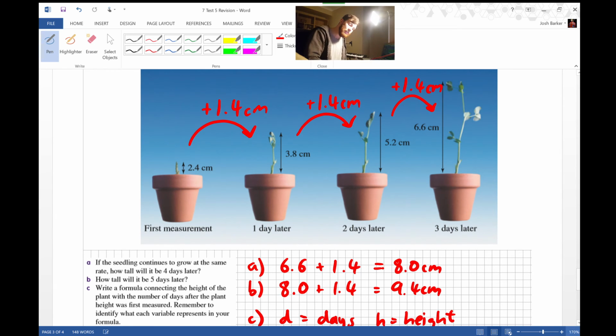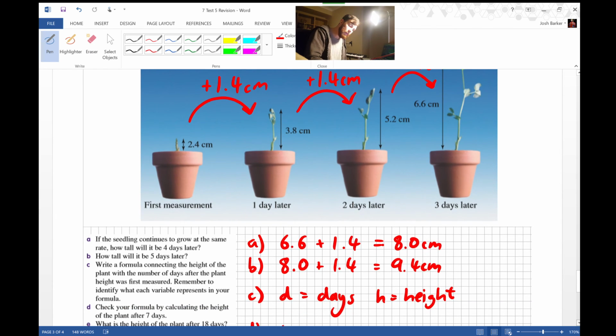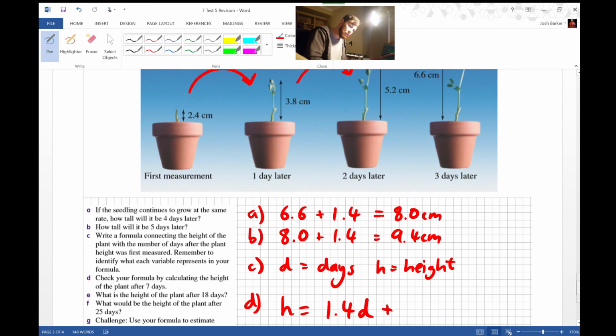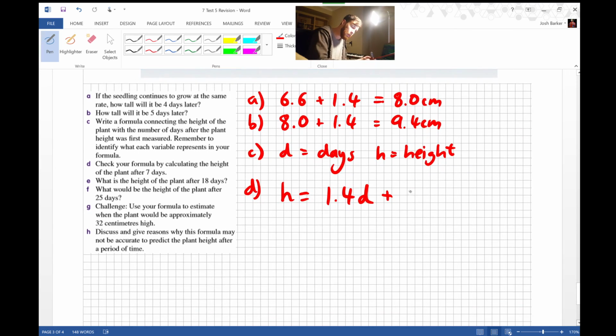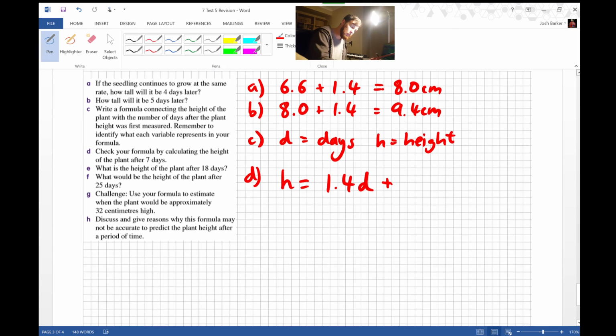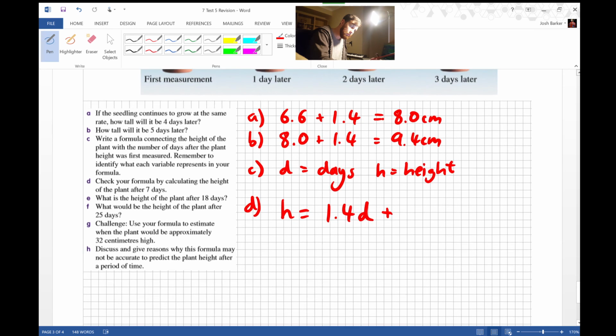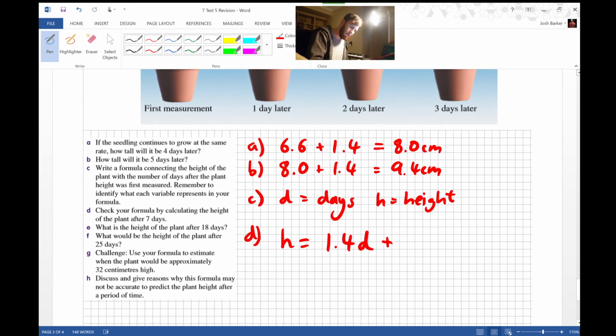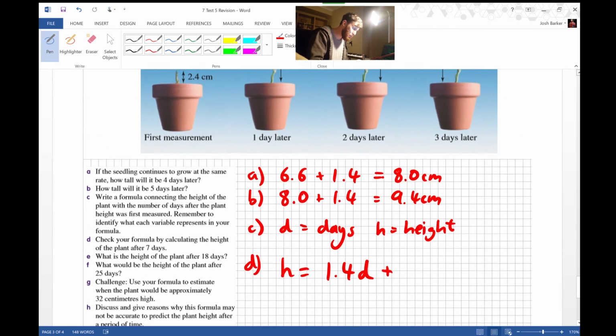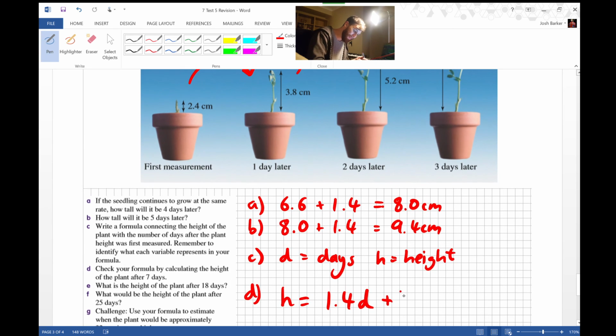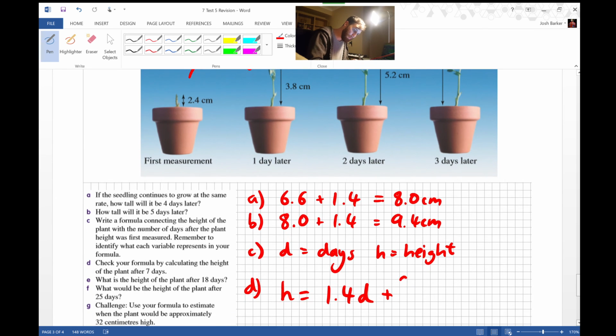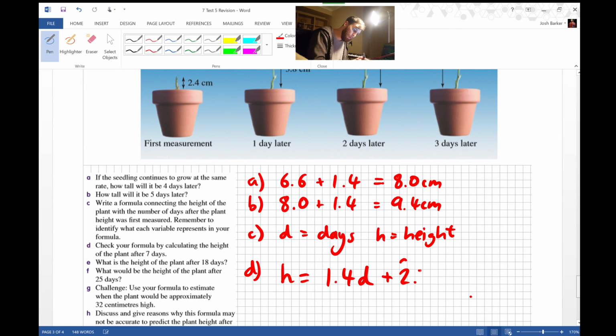So I think it's going to be something to do with, let me see if it scrolls down for me. My computer's getting a bit slow at the moment. 1.4 plus, oh, it's gone too far. My brain's going slowly because I'm pretty sure I just said 2.4, but I've forgotten. Yeah, there we go, 2.4. Come on, computer.